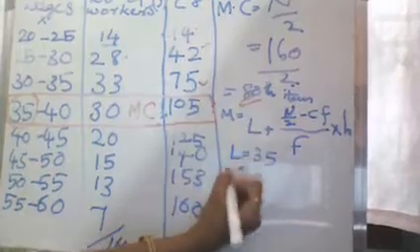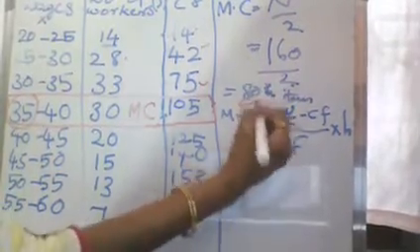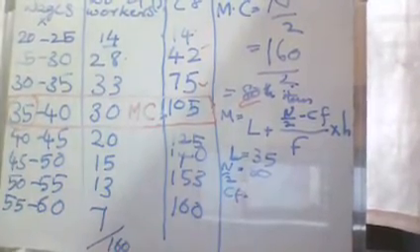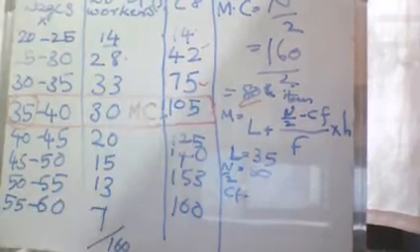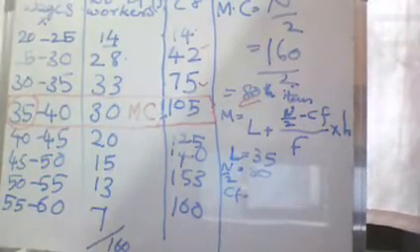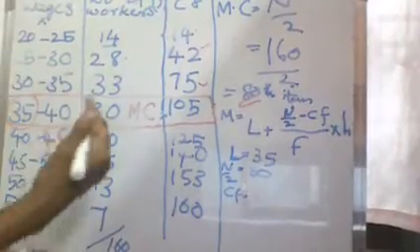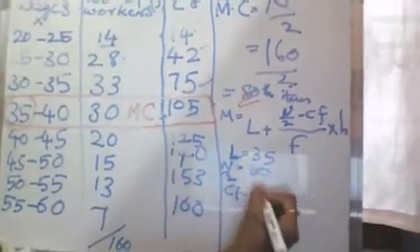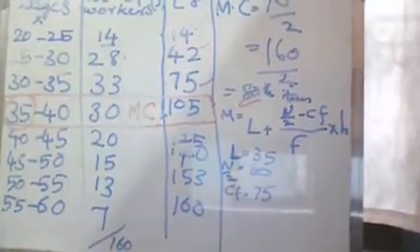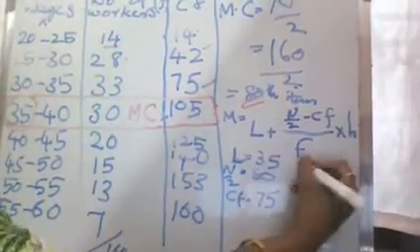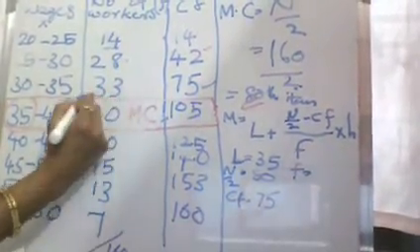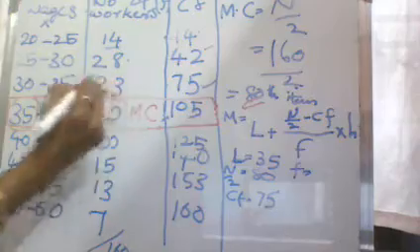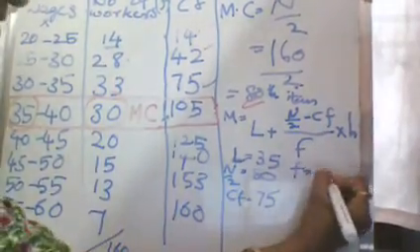Next one, n by 2, we already got. It is 80. Next is the cumulative frequency. We need to take the cumulative frequency of the preceding class. Here the preceding class cumulative frequency is 75. Then the frequency: we need to take the frequency of this median class. It is 30.